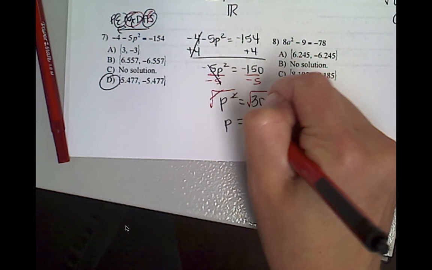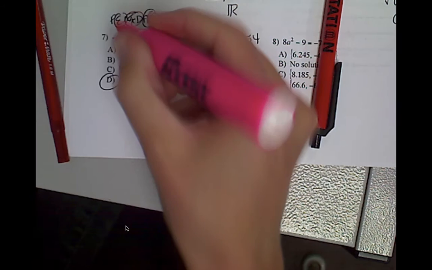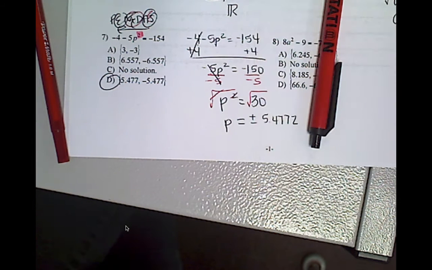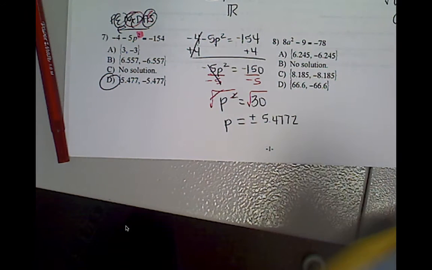5.4772. That sounds like a good answer, which looks like D. And remember, you have 2 answers because, once again, this exponent right here is a little tiny 2. So that should tell you you're going to have 2 answers. Now let me show you what it looks like, because once again, you can substitute these things in.